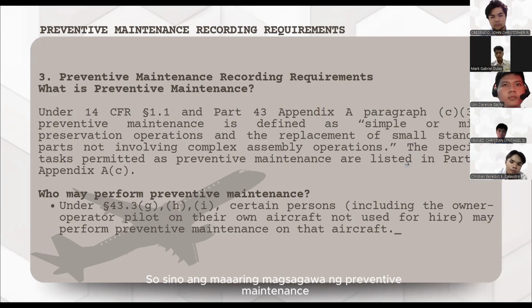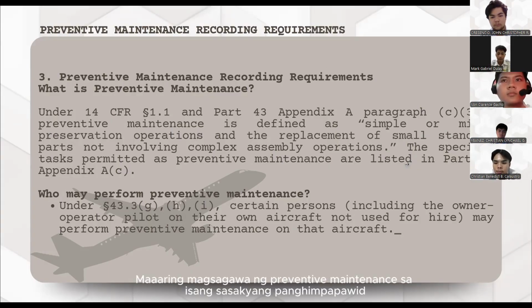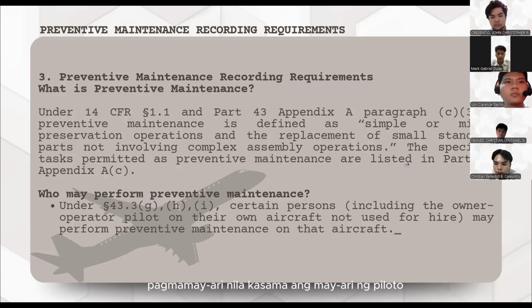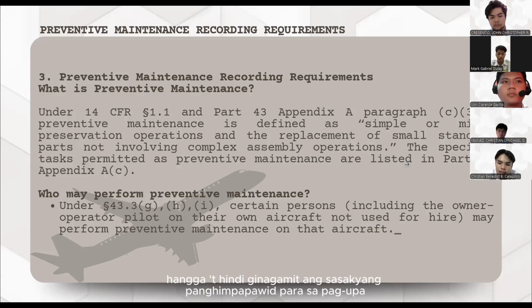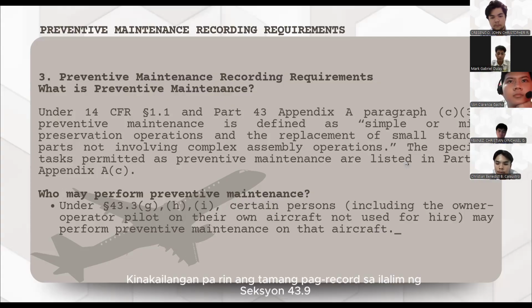So, who may perform preventive maintenance? According to 43.3 (g), (h), and (i), certain individuals may perform preventive maintenance on an aircraft they own, including the pilot owner, as long as the aircraft is not used for hire. However, even though the task may be simple, proper recording is still required.